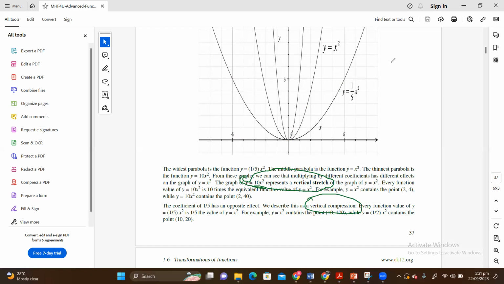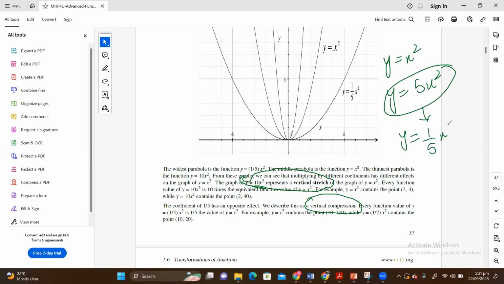Understand? If y is equal to x square changes to y is equal to 5x square, it means a vertical stretch by 5 units. But if it is 1 by 5 x square, then it is a compression by 5 units. Compression means to expand, stretch means to become thinner. Okay?